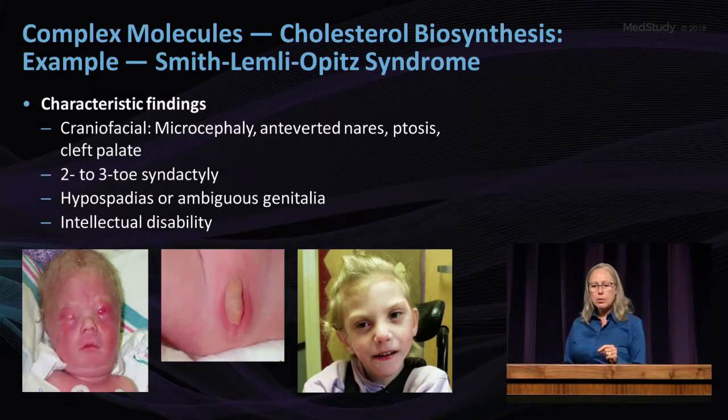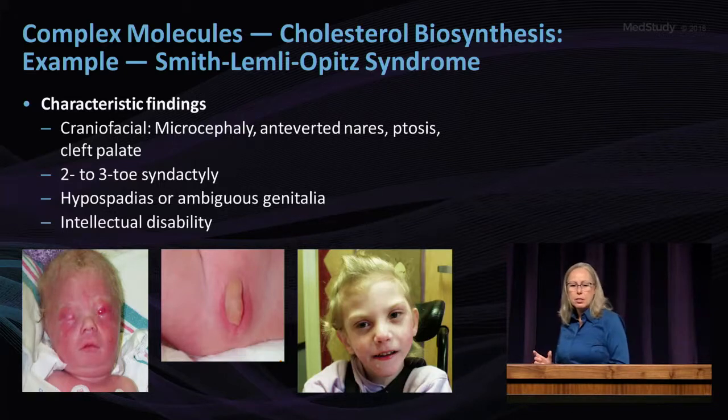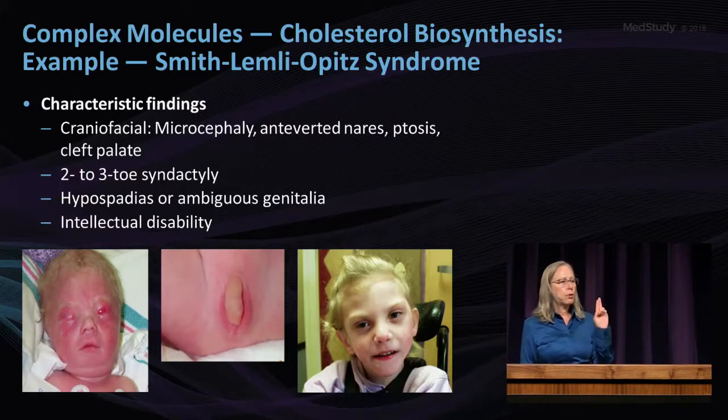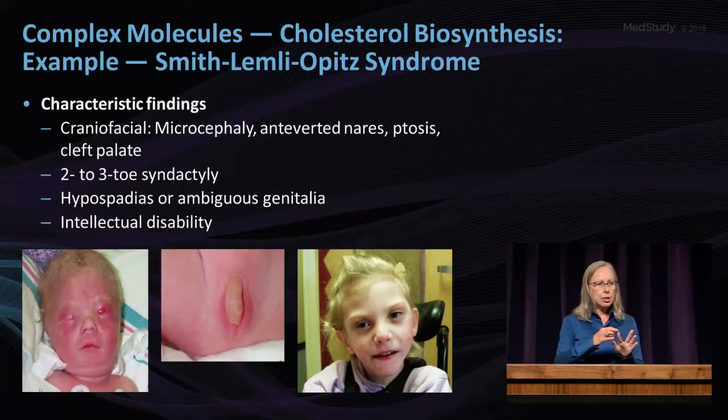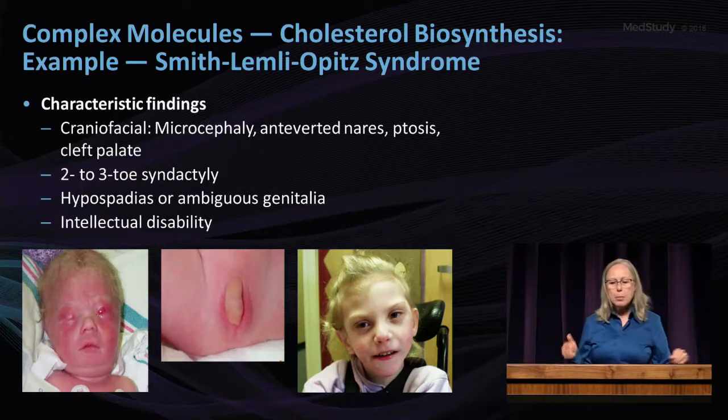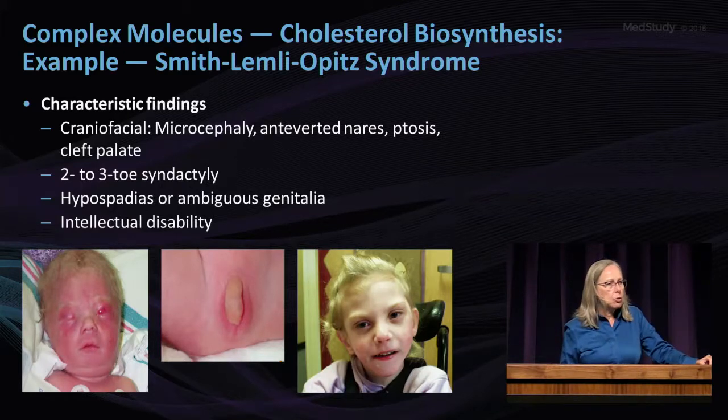They can have microcephaly, inverted nares, ptosis, and a cleft palate. 2,3-toe syndactyly, but realize that lots of people have 2,3-toe syndactyly. You're looking for really all the way down to the end of the toe. Hypospadias, again, common in the general population, or ambiguous genitalia, and intellectual disability. So making sure there's some 2,3-toe syndactyly, the hypospadias could be common, but do you have more to go on than that?